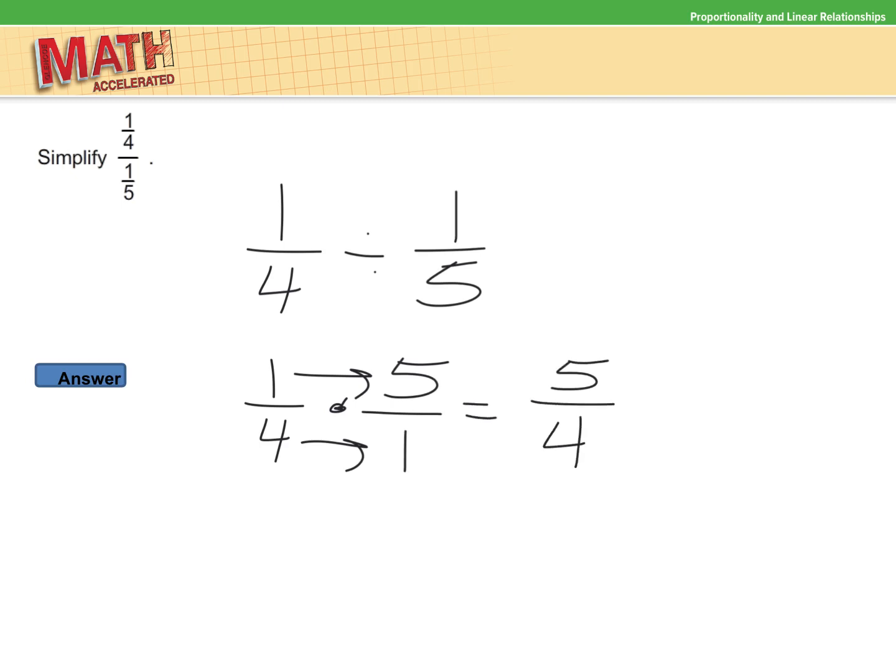So you get 5/4. Can I leave it like this? No, what do we have to turn it into? A mixed number. How many times does 4 go into 5? 1. 1 with how many left over? 1/4. A little bit of a review. How are we doing? Remember? Okay.